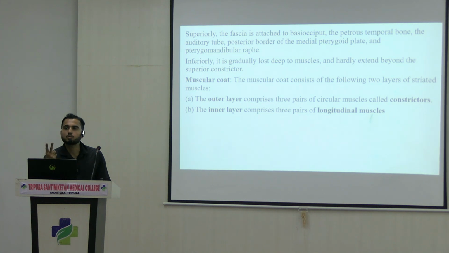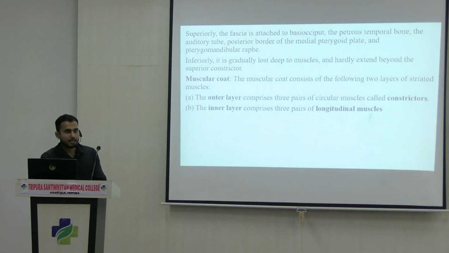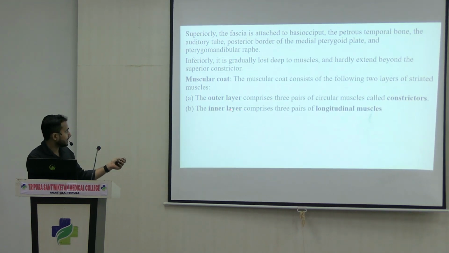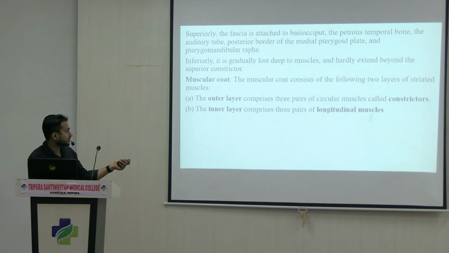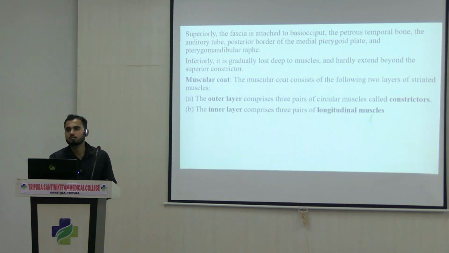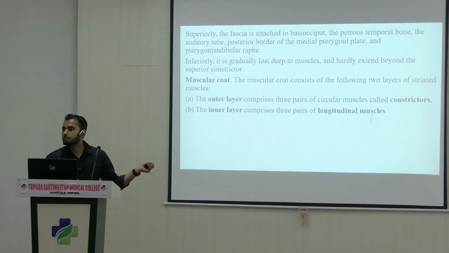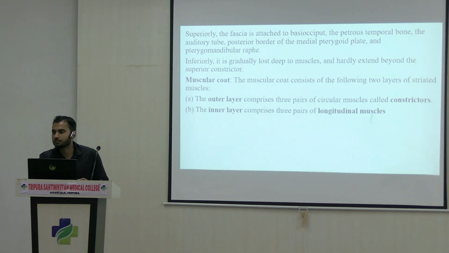They are arranged in two layers, outer layer and inner layer. How are the muscles of the outer layer present? They are arranged circularly, and these are called constrictor muscles. Next, the internal layer of muscle, again three pairs, and these are called longitudinal muscles. So total how many pairs are there? Six pairs.